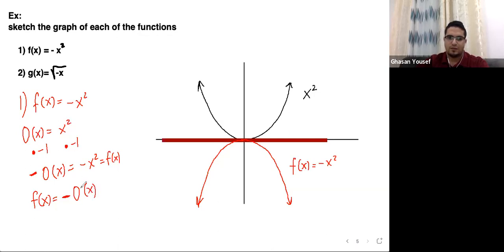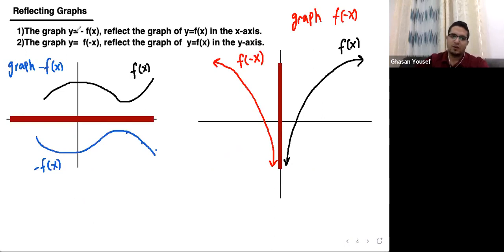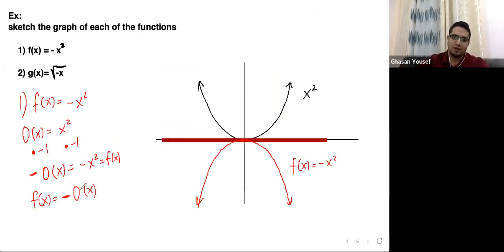And to graph these things, you have to go back to the rule. To graph the function y equal minus f of x, you have to reflect the original function y equal f of x around the x-axis. So here, you have to graph the original function, and this is what we did here. We graph the original function x squared. Then you have to reflect this one around the x-axis. You put the mirror here in the x-axis, and all points you have to reflect.